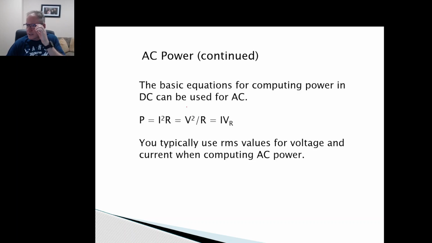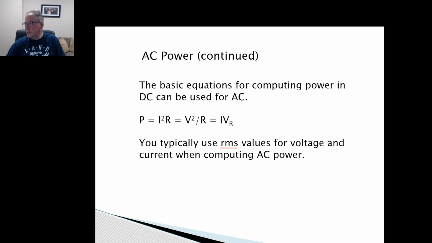Now, power is calculated for resistance. It's the square of the current times the resistance, or the square of the voltage divided by the resistance, or it's the current times the voltage. All right?